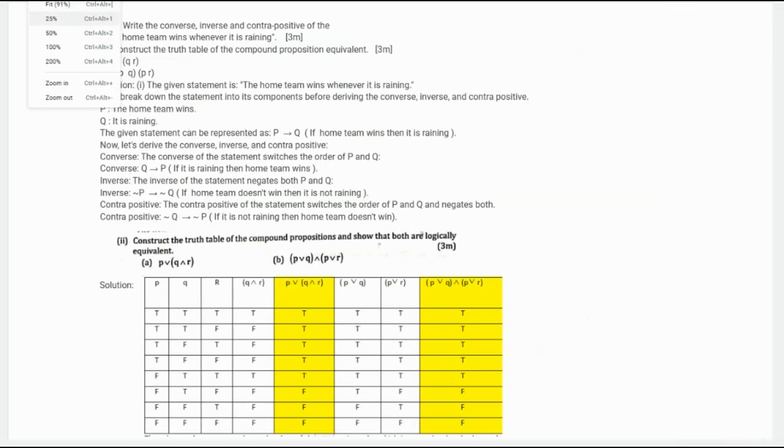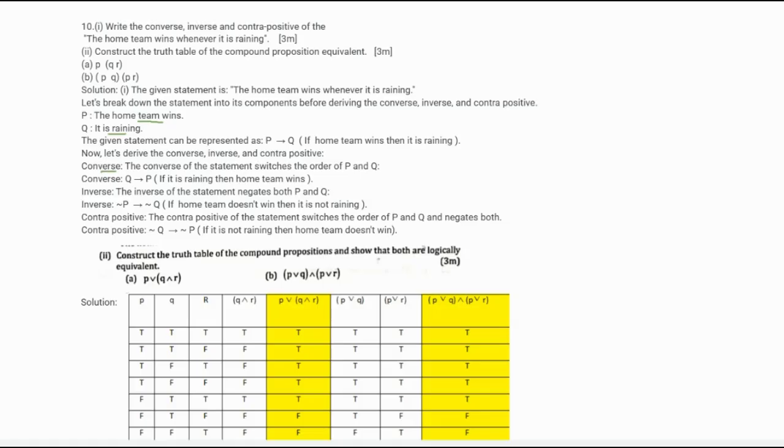Then moving on with the next question, we have to write the converse, inverse, and contrapositive of the given statement. They've given: the home team wins whenever it is raining. So yeah, it is the first question. Let us take it as P, the home team wins, and Q, it is raining. So here P implies Q is: if the home team wins, then it is raining.